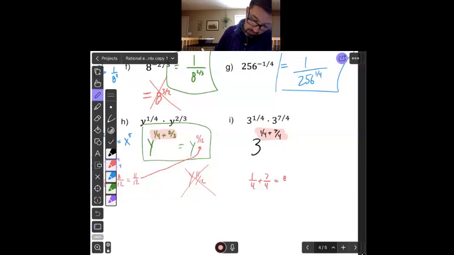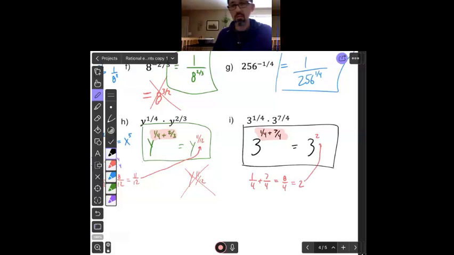That's equal to 8/4. Well, 8 divided by 4 is 2. So since I could reduce that fraction, I did. Remember, we are simplifying. So 3 to the 1/4 times 3 to the 7/4 is the same as 3 to the 2nd. We are not evaluating, so I don't want you to tell me that's 9. So there's what I want to see back from you guys at least.